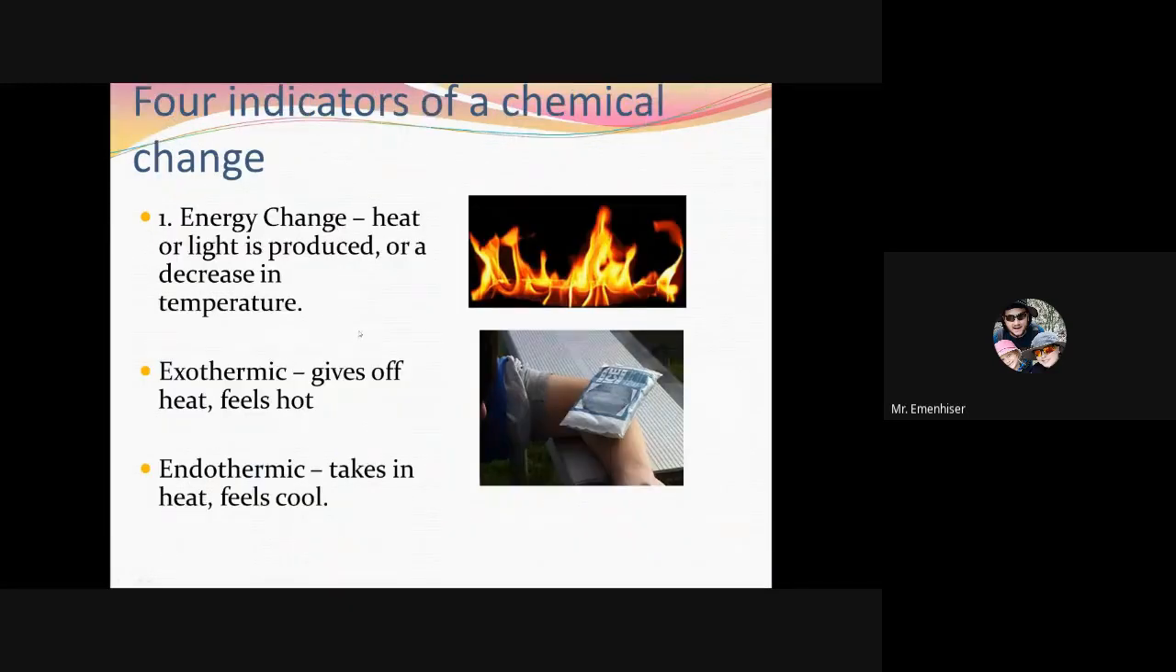All right, there are 4 indicators of a chemical change. If you have heat or energy that's produced or a change in temperature, then that's going to be a chemical change. If the heat or energy of it is changing, then you are having a chemical reaction. So if it gets hot or gives off heat, we call it exothermic. And then if it takes in heat or gets cold, then that's endothermic. And those are both indicators of chemical change.